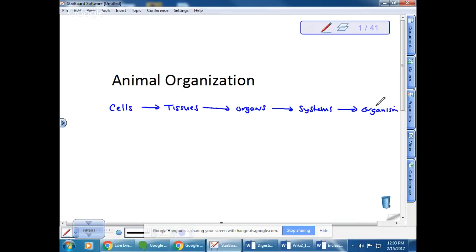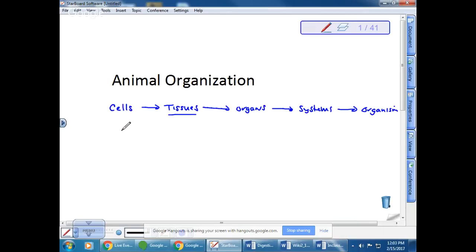Today we're going to deal with tissues, and then we're going to move on to the digestive system. We're also going to look a little bit at how the animal body is able to maintain a constant internal environment. So we're going to talk a little bit about homeostasis as well.